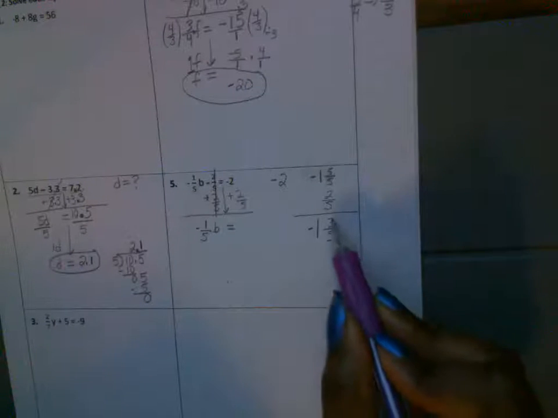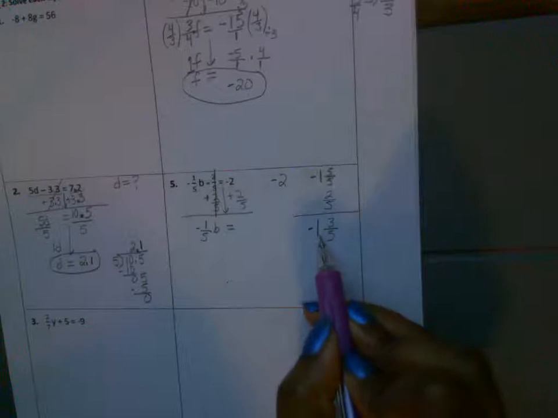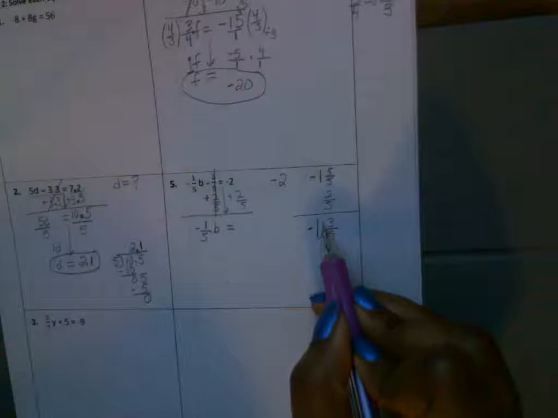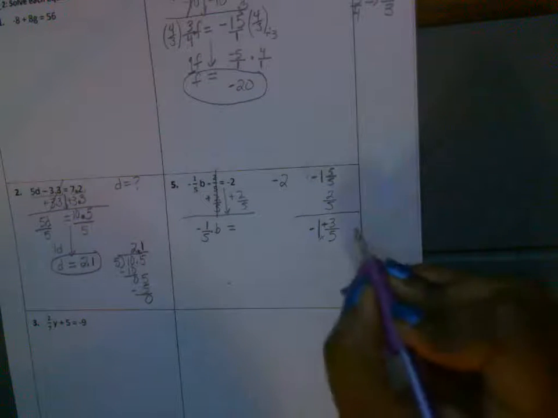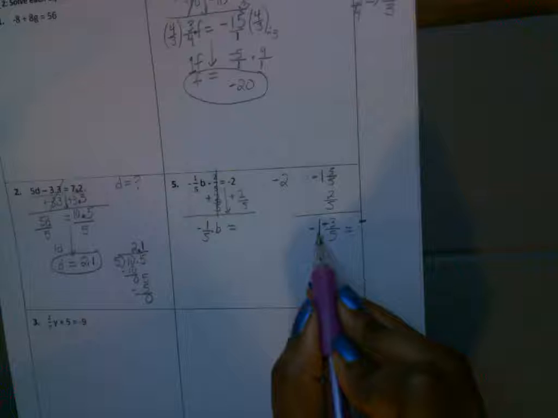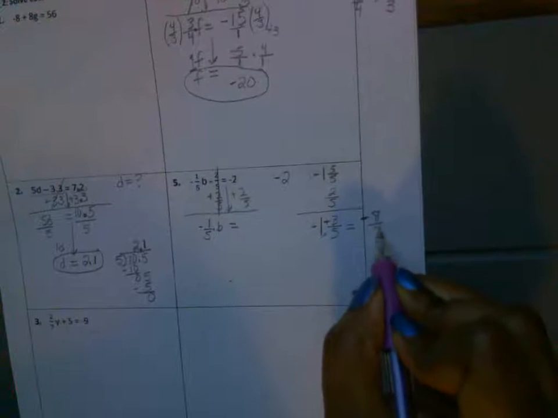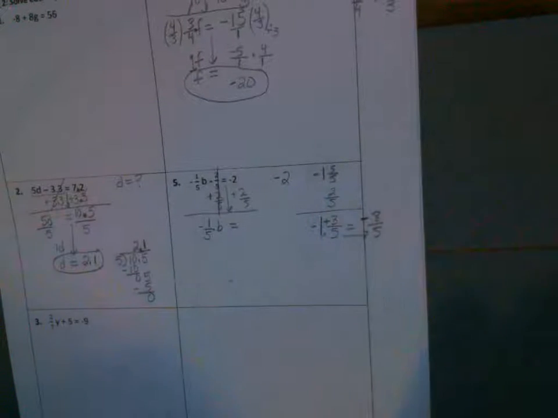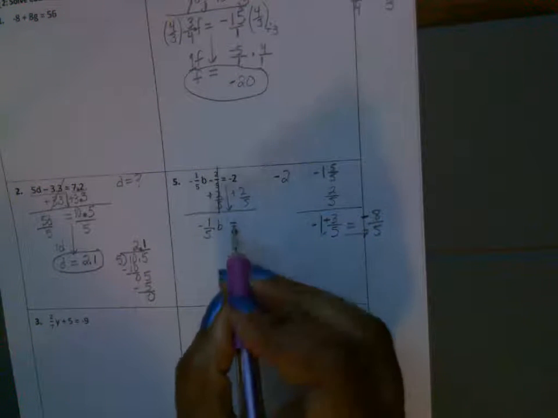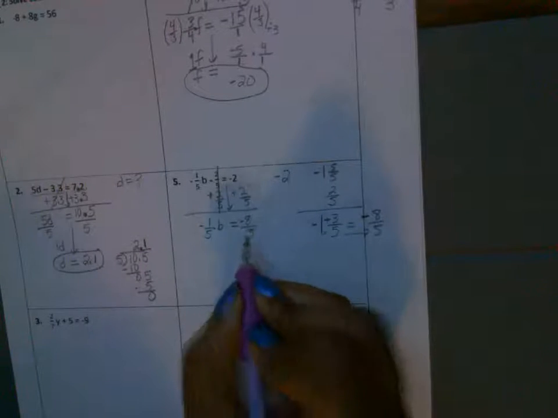You want to write this into an improper fraction. So to do that, you multiply 5 times the 1 and you add 3. So my improper fraction, we know it's going to be a negative. It's a negative right here. This is 5, and 5 plus 3 is 8. So it's going to be 8/5. Just bring the denominator over. So here, this is going to be negative 8, sorry y'all, over 5.